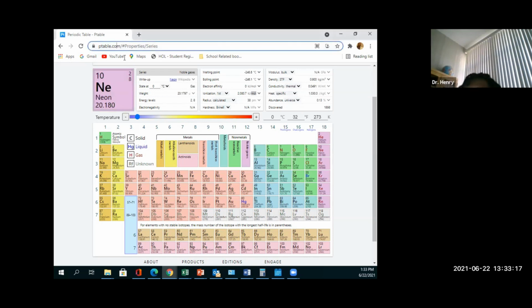Okay. So you guys kind of understand that. You understand what is the significance of the families? So if you're in the same family, you're going to kind of behave very similarly, right? So we would assume oxygen is going to behave kind of like sulfur, right? Because they're in the same family.